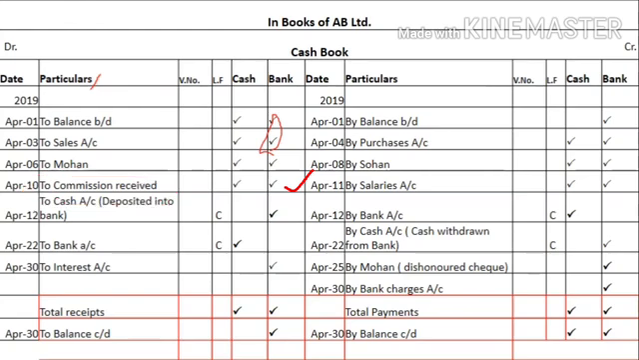Next one, if you have deposited cash into bank, then it will affect the cash column as well as the bank column. Just imagine, when you deposit cash into bank, then your bank balance will increase. That means bank will be debited. So here you will debit the amount in the bank column, and in particulars, from where this amount is deposited into the bank, it will be written to cash account.